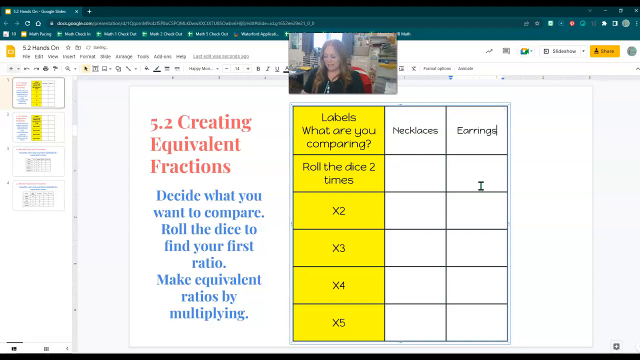So I'm going to roll my dice, and these should not go all over the classroom. Keep it with you. I do not want to find these on the floor. So I have a 4 for my necklaces. I'm going to roll again, and I have a 1 for my earrings.